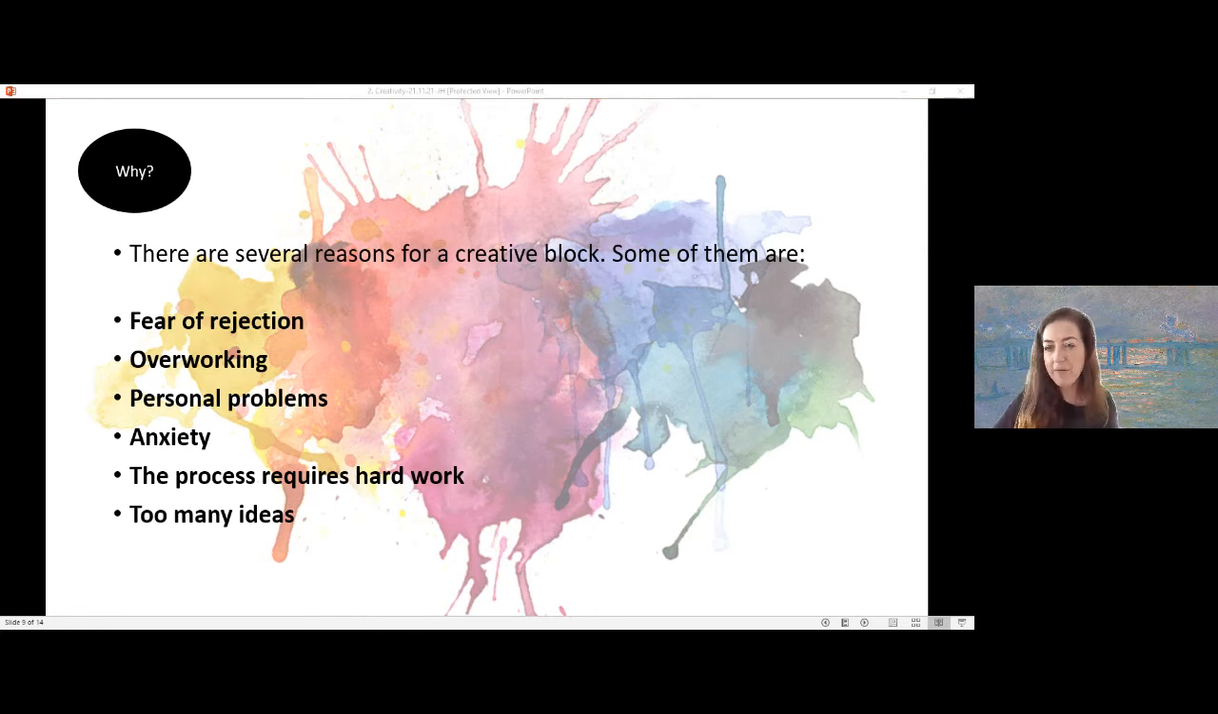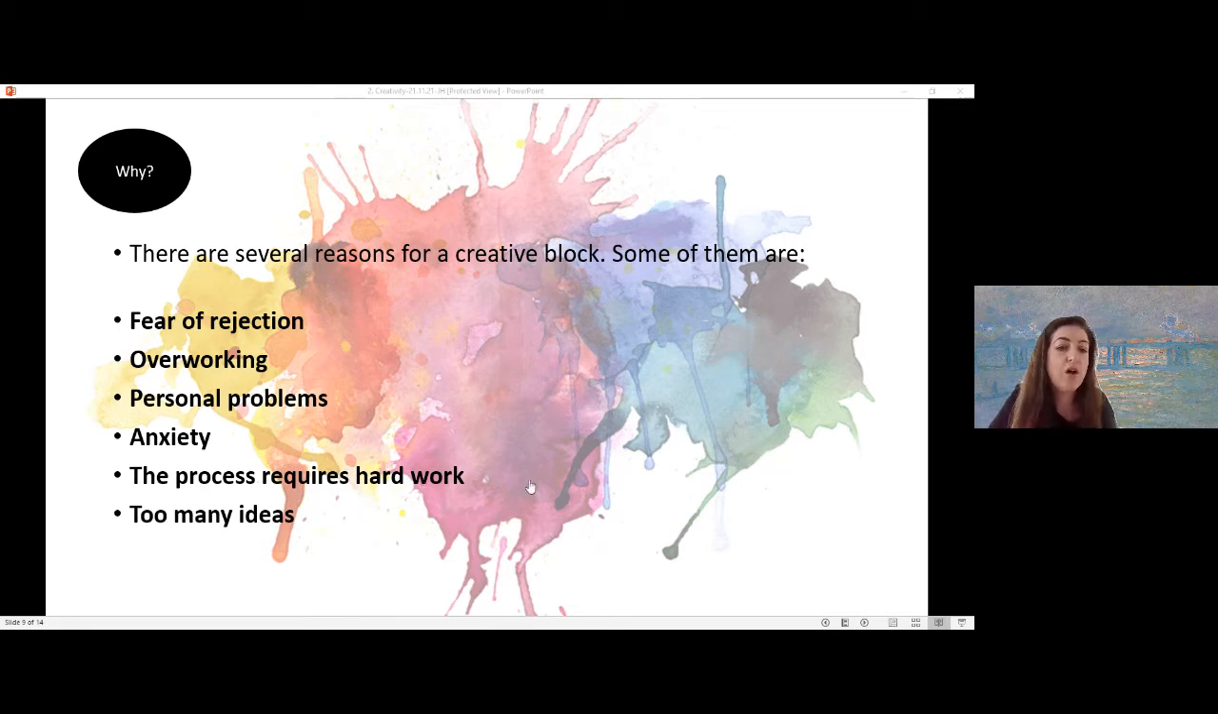So why does this happen? Why does this happen to us? There are several reasons why we might experience a creative block. Some of them are possibly fear of rejection. Maybe we feel, and you can see that in that little description there, where it said, this is terrible, I am terrible. So maybe there's a fear of rejection, that actually you can't do this, or maybe your ideas won't be received very well. So that's a little bit of maybe lack of confidence.